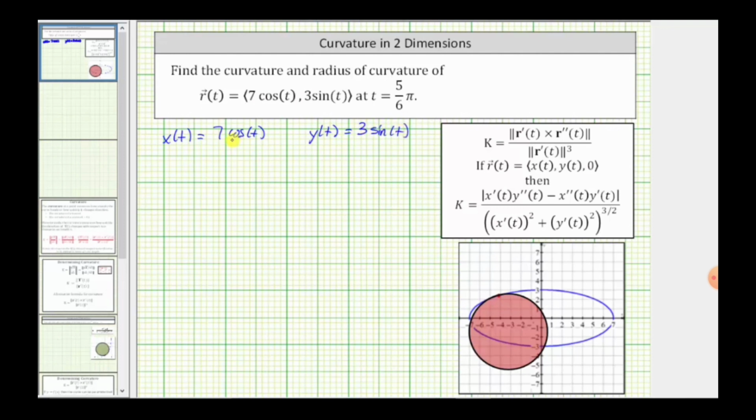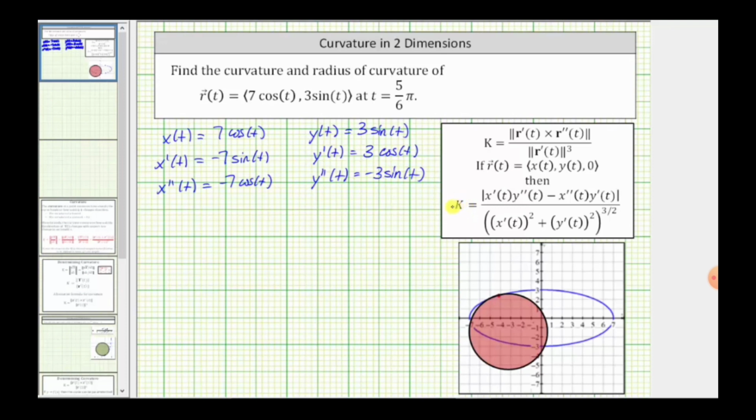Now we need to find the first and second derivatives of x of t and y of t. So x prime of t is equal to negative 7 sine t. X double prime of t is equal to negative 7 cosine t. And y prime of t is equal to 3 cosine t. And y double prime of t is equal to negative 3 sine t.